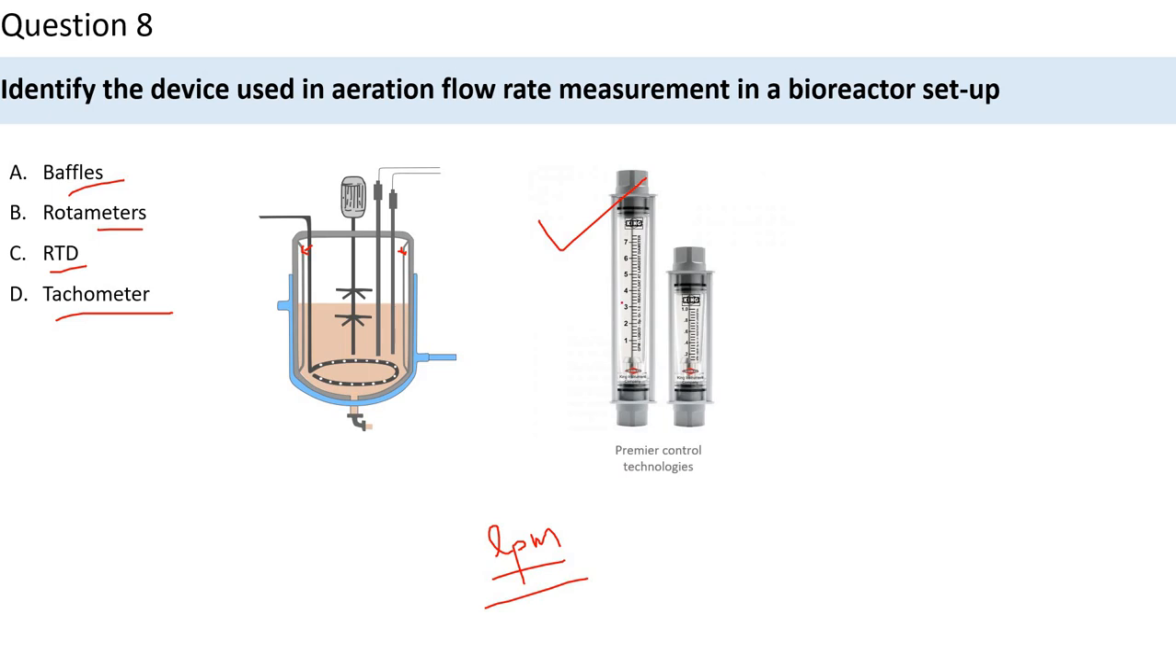The rotameter will help in adjusting the LPM, that is liters per minute, of oxygen or air that you are going to send inside the bioreactor.